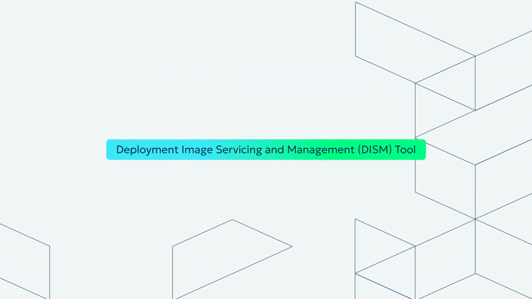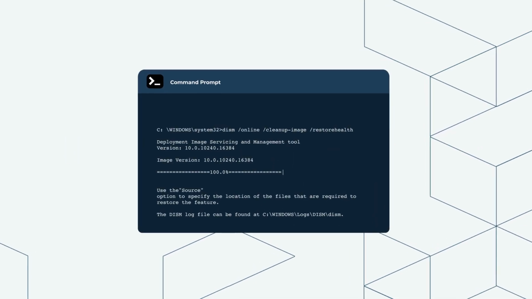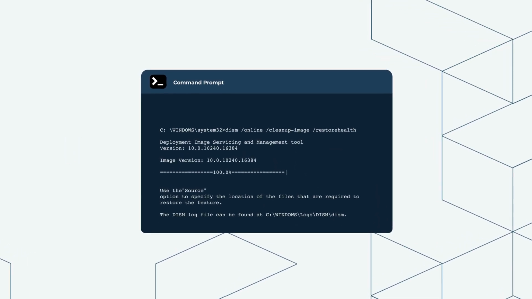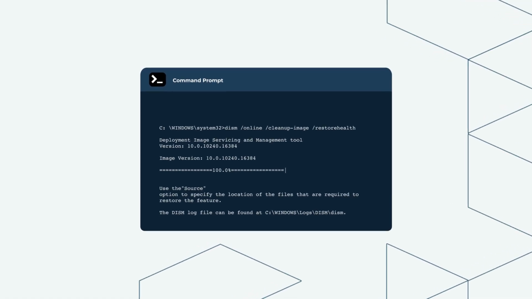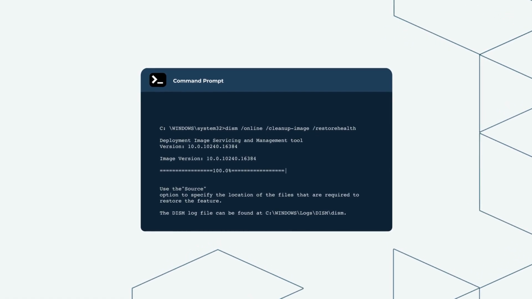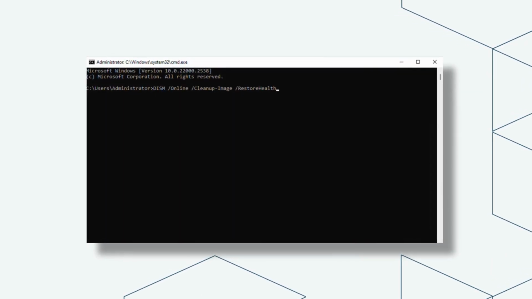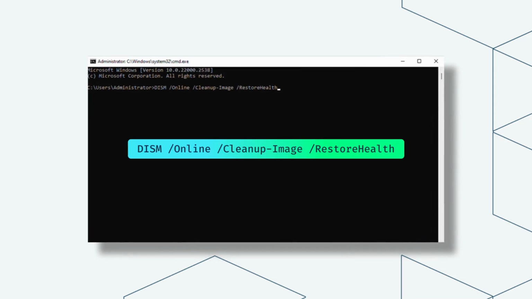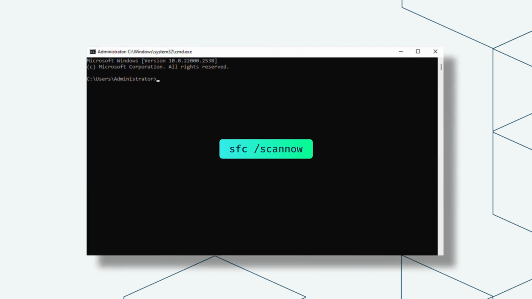Method 3. Deployment Image Servicing and Management, DISM tool. If SFC can't fix everything, the Deployment Image Servicing and Management tool, or DISM, can restore the system image. It repairs the Windows component store, which SFC relies on to replace corrupted files. Again, open Command Prompt as an administrator and run dism /online /cleanup-image /restorehealth. After the scan is done, restart and rerun the sfc /scannow command.